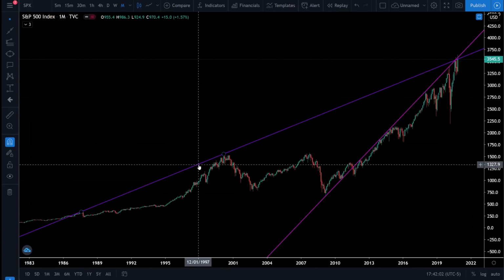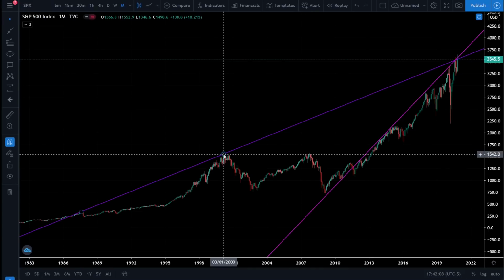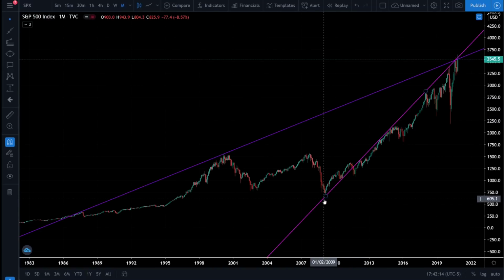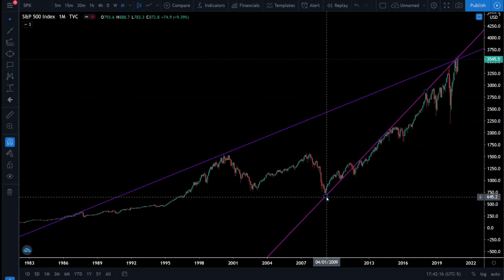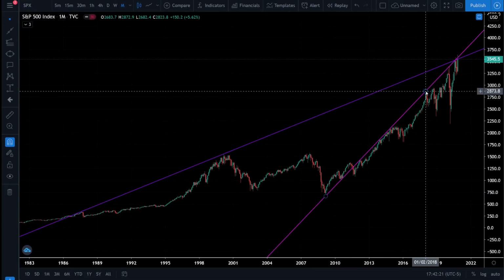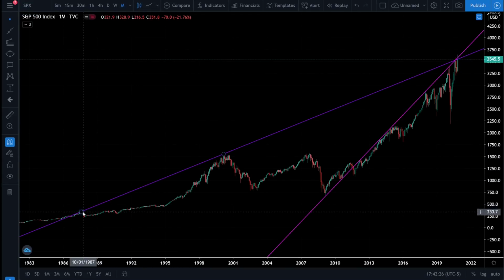Alright, so the first thing you need to know is the purple resistance trend line is taking the high from 1987 and the high from 2000. Those are the only 2 points that form this trend line, and I've just extended it here on this chart. The next resistance line is this magenta trend line, and this one takes the low of 2009 and the high of 2018 in January.